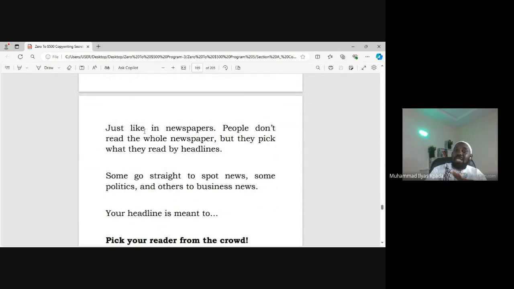Now, just like in newspapers, people don't just read newspapers, but they pick what they read based on the headline, based on what interests them. Some people will go straight to sport. Some people will go straight to nutrition. Some people will go straight to even betting. Some people will go straight to politics. So your headline is designed to get the attention of your right audience. It is not designed to talk to everybody.